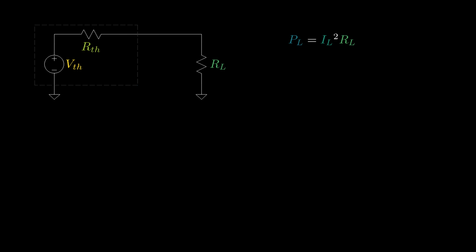PL is equal to the current through RL, IL, squared, times the resistance, RL. Because we have a voltage source in series with two resistances, we can calculate IL as shown. Combining these two equations, we get the power dissipated in RL as a function of VTH, RL, and RTH. In our case, VTH and RTH are going to be constant, so the only way to change the power dissipated in RL is to change the resistance of RL.